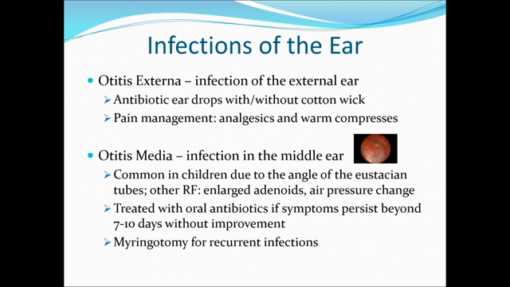Otitis media is infection in the middle ear, and this is very common in children due to the angle of the eustachian tube. Also, if they have large tonsils or large adenoids, that can put them at risk, as well as frequent air pressure changes. We tend to see this a lot in patients that have frequent air travel.